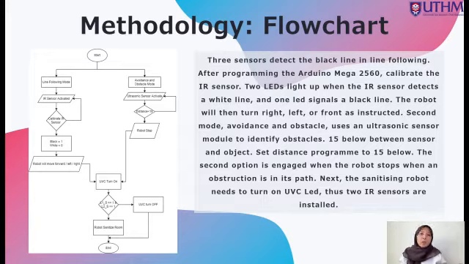But the condition to turn on the UVC is that we need to use another two sensors to detect the line. If the two sensors detect the line, the UVC will be turned on and the robot will sanitize the room. But if the two sensors turn off or cannot detect the black line, the UVC will be turned off.